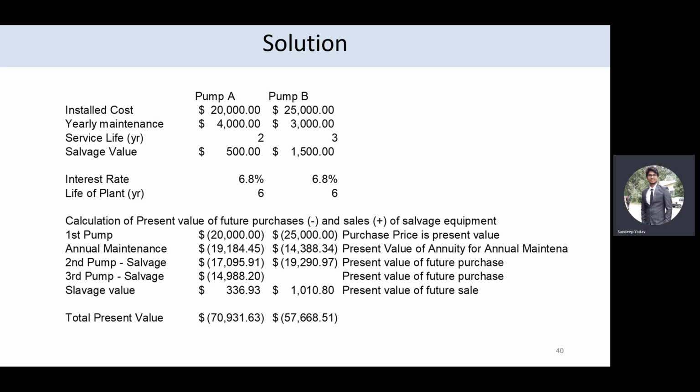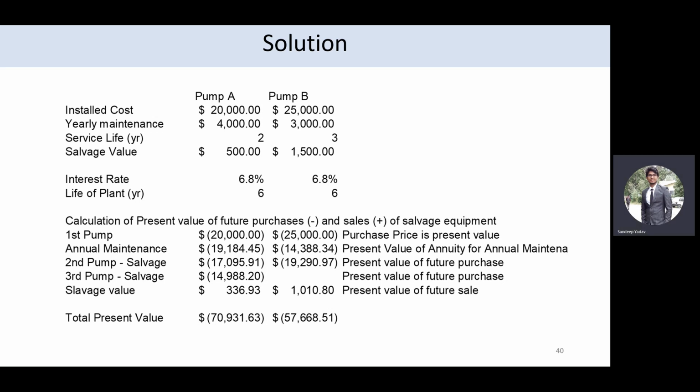For the first pump 20,000, for the second pump 25,000. That is the purchase price at present value. Annual maintenance comes to 19,000 for one and 14,000 for the other. The second pump's salvage value is approximately 17,000, and that is 19,000. For the third pump, because you have to change it, 3 pumps, the salvage value will be 14,000. Now the total present value we have to invest for pump A is $17,931, and if you choose pump B, we have to invest 57,000.